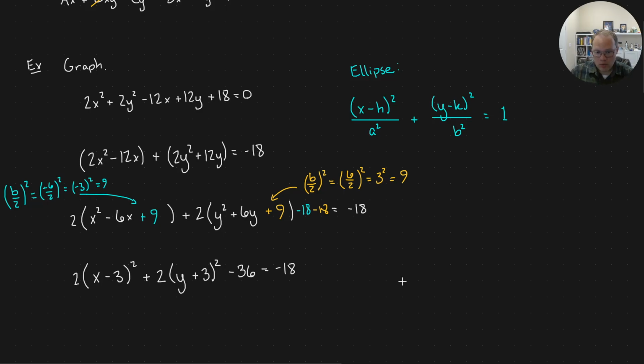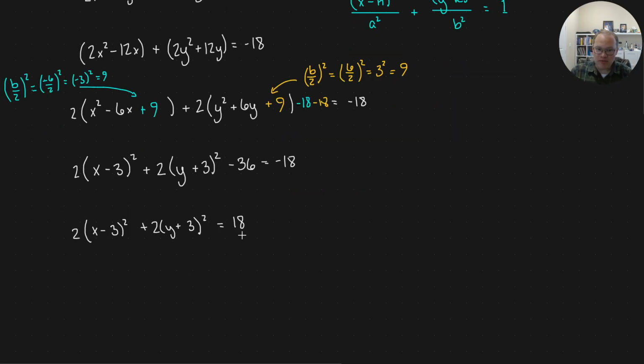Now we need to finish getting into the standard form of an ellipse by moving anything that's not in a square over to the other side and then dividing so we can get a 1. So I'm going to move the 36 over. 2 times (x minus 3) squared plus 2 times (y plus 3) squared equals. So if I add 36 to the other side, 36 minus 18 is positive 18.